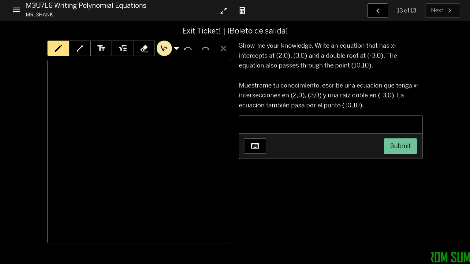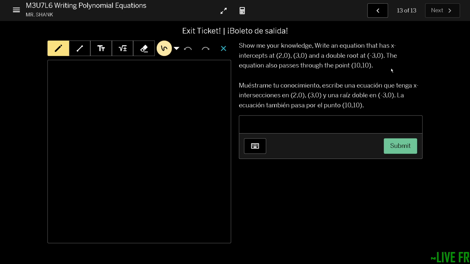And then for the last one, I want you guys to try this one out on your own. It says, show me your knowledge. Write an equation that has x-intercepts at (2, 0), (3, 0), and it has a double root at (-3, 0). And we could say the equation also passes through the point (10, 10).